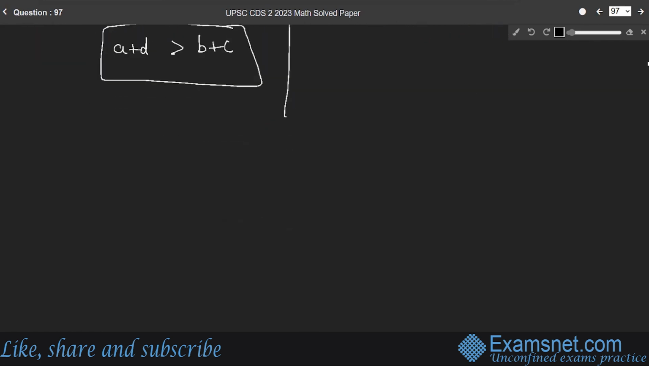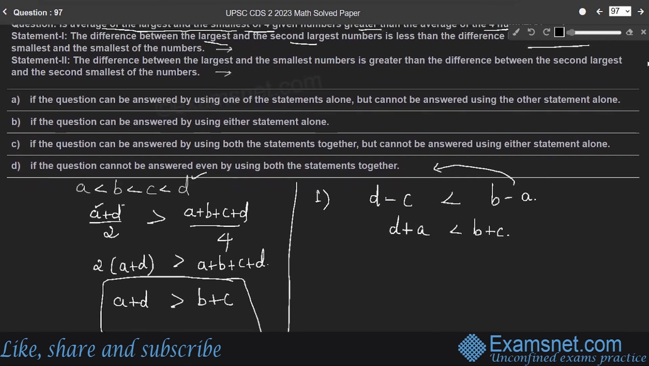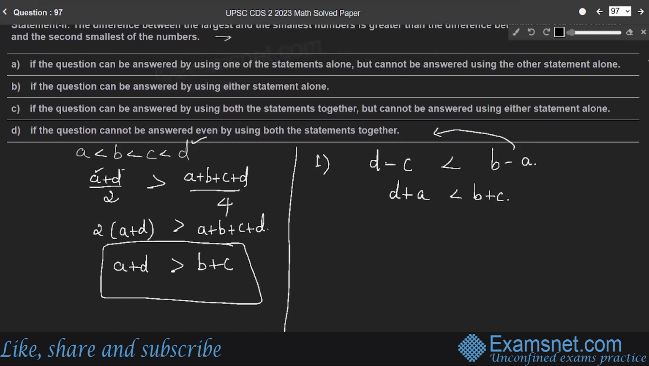Right? So minus will be greater than the other side. Here, yes, D plus A is less than B plus C. According to the given factor, D plus A is greater than B plus C. So we cannot decide, right? It cannot be decided using the first statement.